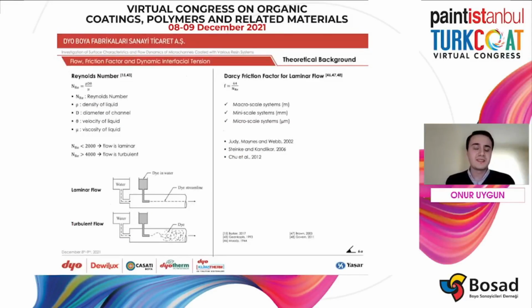And for flow characteristics analysis of microchannels coated with polyurethane and epoxy resins, we used the Reynolds number as a main parameter, as it is the main parameter of almost all flow analysis. And another parameter which we investigated is friction factor. We used Darcy's friction factor in this study for laminar flow because we did our measurements in laminar flow. This equation is known as valid for macroscale, miniscale, and microscale systems.